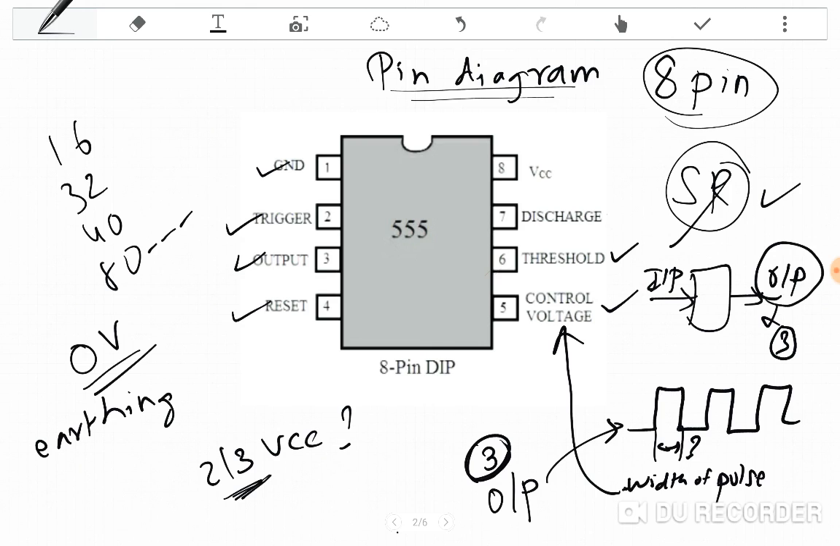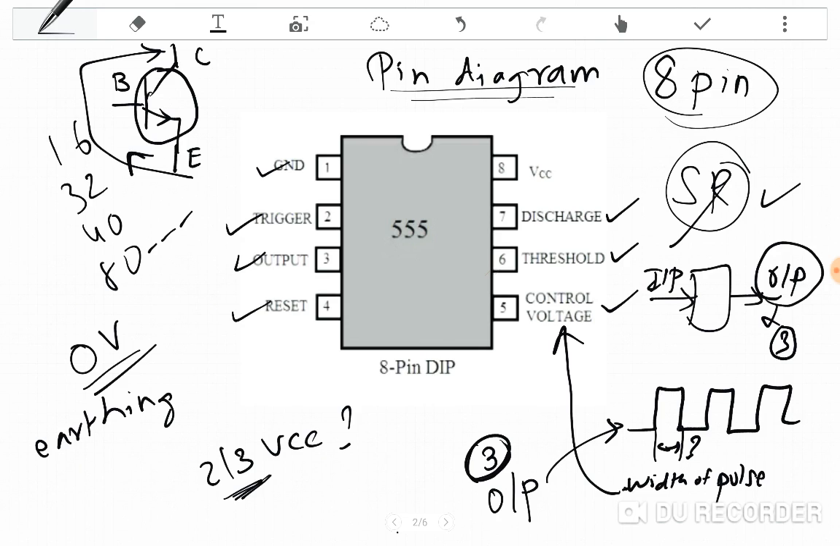The next pin is pin number 7, the discharge pin. This pin is connected to the collector of the transistor. Now everyone knows what a transistor is. Okay, if you don't know, not a problem. I'm going to draw this transistor for you. So this is an NPN transistor, and this is the collector, this is the emitter, and this is the base, the EBC criteria. That's how I actually remember it.